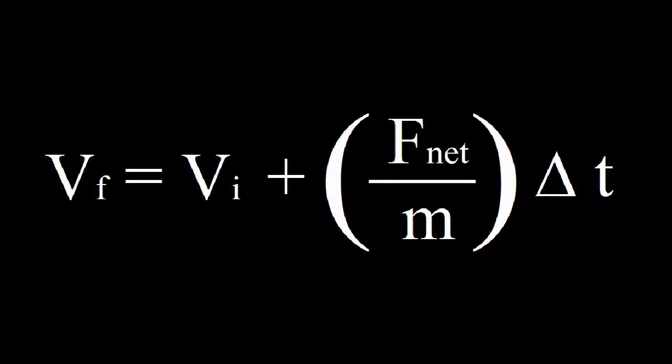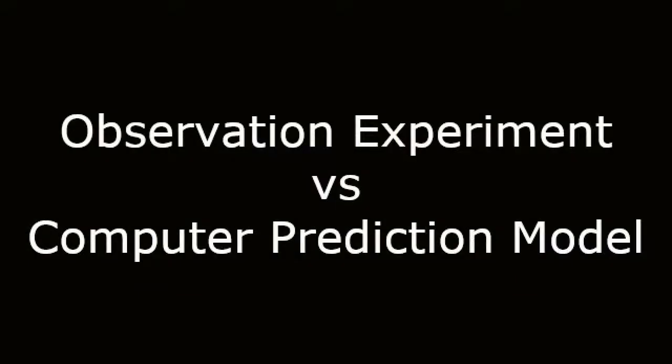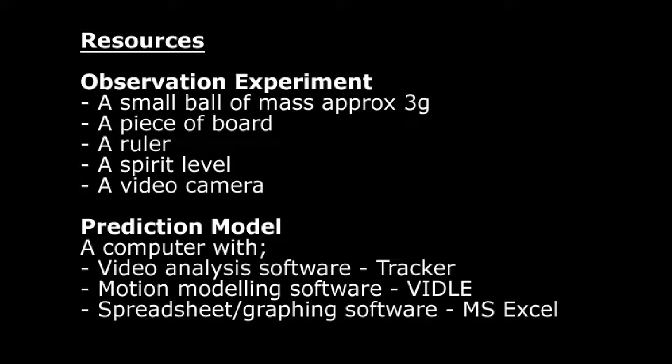This is my report, which investigates Newton's second law of motion, which can be arranged as v_final equals v_initial plus the net force over mass times delta t, to predict future motion. We will be observing the motion of a ball in constant velocity and comparing it to the motion predicted by a computer model. The investigation used the following.